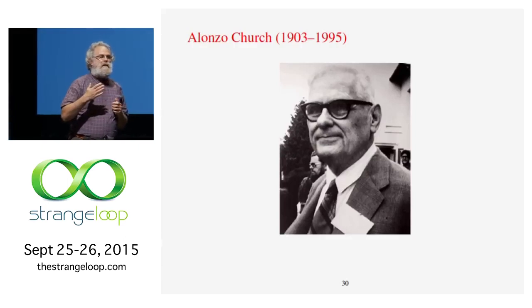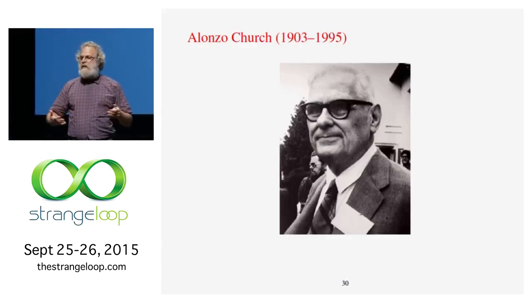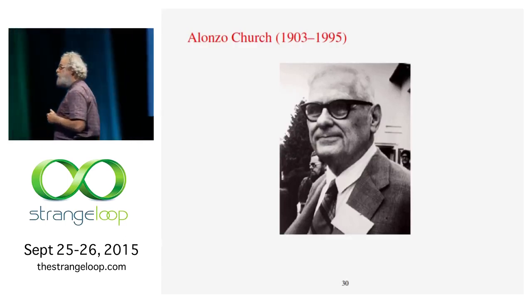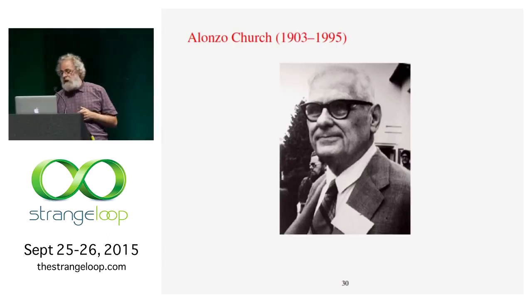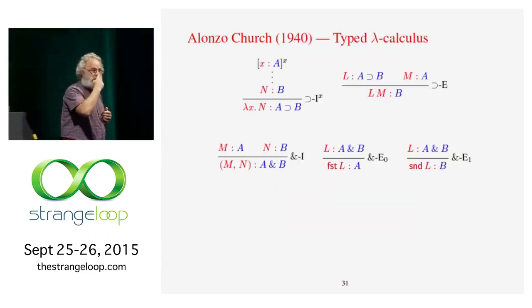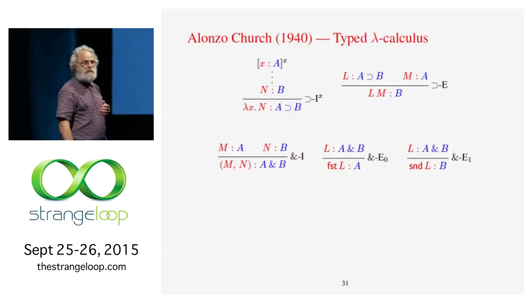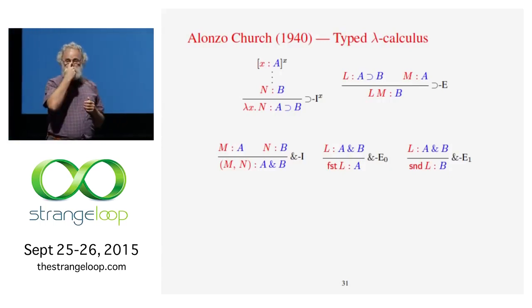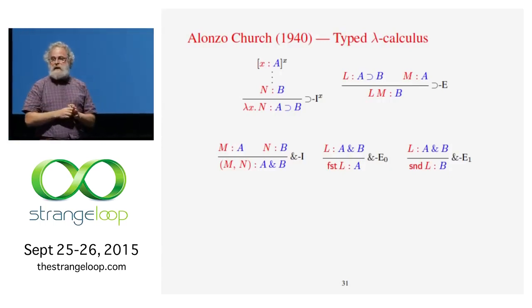But also, he wanted a consistent system. And to do that, he used the same way of getting rid of paradoxes that Russell used. He used a type theory. So in 1940, Church wrote down the simply typed lambda calculus.